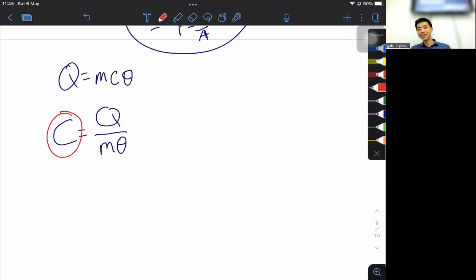You're supposed to say a specific heat capacity is the amount of heat energy needed to change 1 kg of a substance by 1 degree Celsius, or however you want to word it, okay? But you must include all these things here. I repeat, specific heat capacity is the amount of heat energy required to change 1 kg of a substance by 1 degree Celsius. Very important, always comes out.